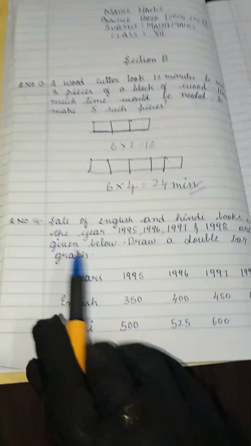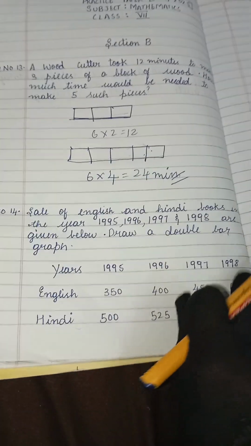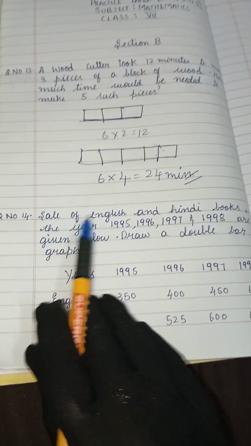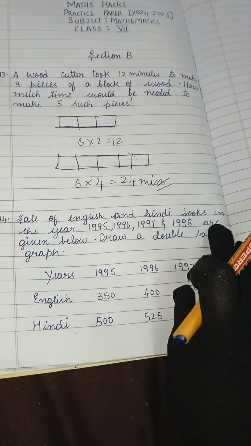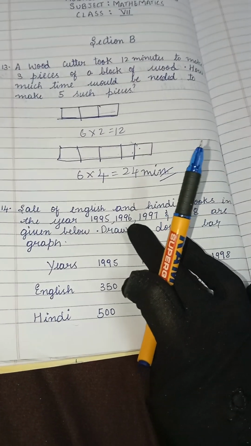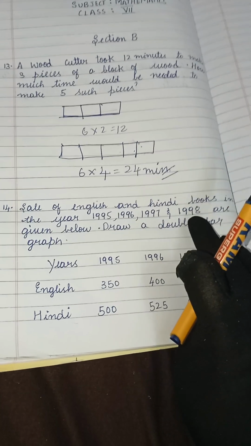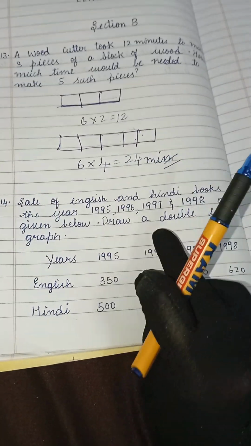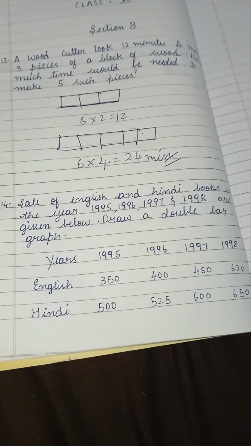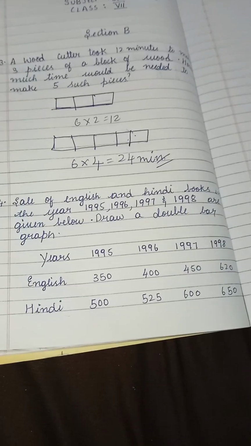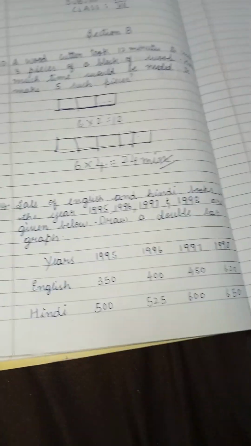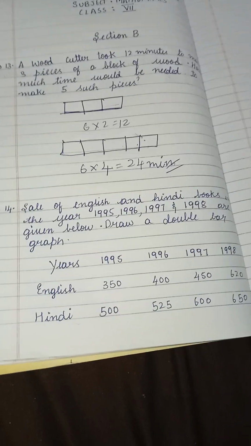Now the second question. Second question is a graph. Sale of English and Hindi books in the years 1995, 1996, 1997 and 1998 are given below. Draw a double bar graph. So we have to draw a double bar graph using the information given in the question, right? So let us take a graph here.